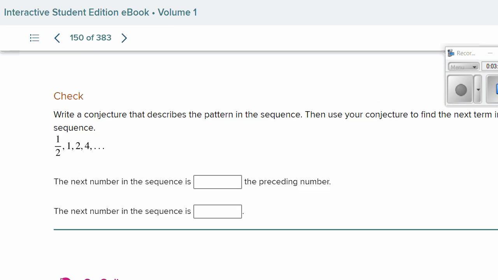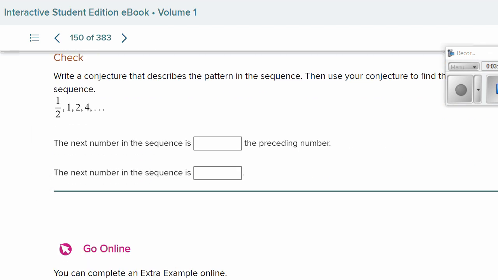Taking a look at this pattern here, we're looking at 1/2, 1, 2, and 4, and we're trying to figure out what the next number in the sequence would be. So we need to figure out what the sequence is. Think about what's happening to each number as it increases. If you think about it two ways, it looks like I'm doubling each number, or multiplying by 2. Either way, you might say that. So that's the pattern I can figure out.